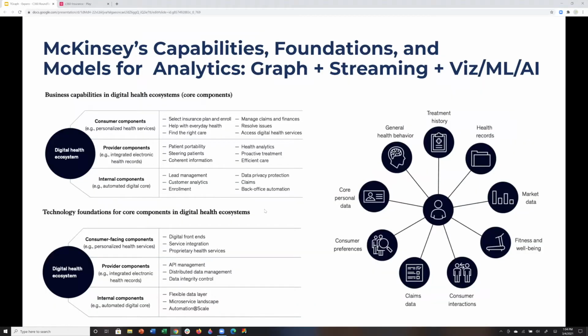When we think about what different industries and different engagements involve, we're seeing a set of business capabilities and technology foundations that McKinsey has highlighted in terms of what the models for analytics need to be in terms of graph and streaming and visualization and machine learning and artificial intelligence. So you can see at the top, on the upper left, there's consumer components, provider components, and internal components. What's interesting to me is that most of that data comes from outside the enterprise.